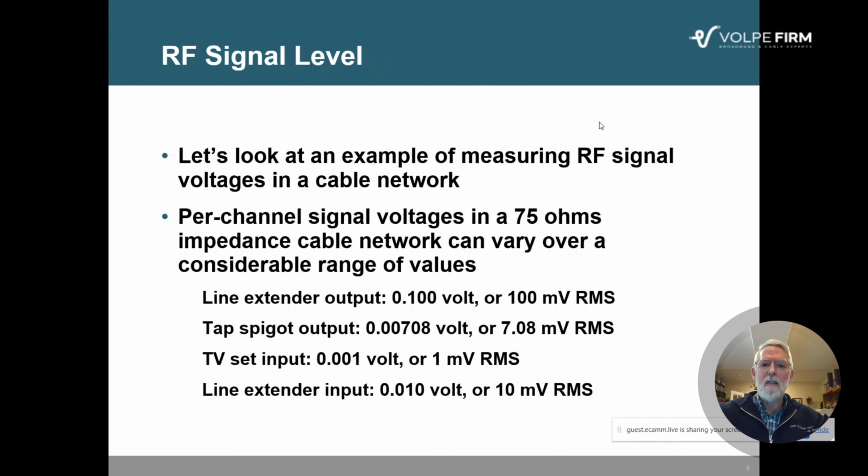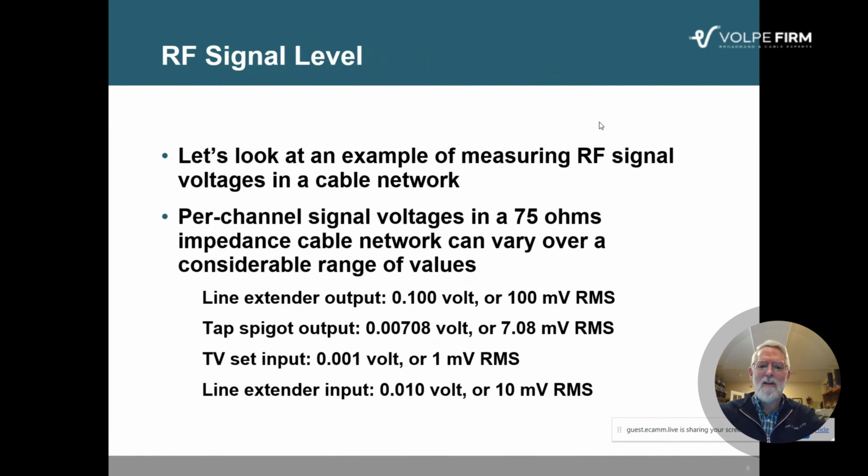All right, let's look at an example of measuring signal levels in a cable network. And here it's per channel levels, so we're not measuring total power, we're just measuring the signal level of an individual channel or individual carrier. So we'll assume per channel. We'll again assume 75 ohms impedance for the cable network. And if we think about the different signal levels that we can see in a cable network, they're all over the place. For example, the per channel signal level at the output of a line extender might be 0.1 volt or 100 millivolts RMS.